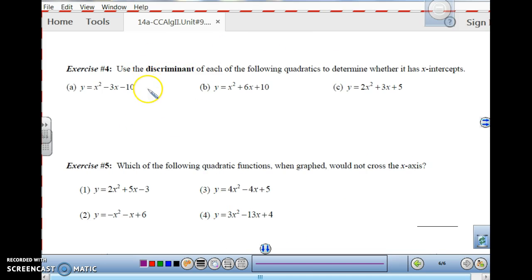Having to use the quadratic formula and then figuring out that it doesn't have any roots can be kind of messy and takes up a lot of time. So how do we recognize, just by doing part of the quadratic equation, that a function has no x-intercepts? Well, we can look at what's called the discriminant. We talked a little about that earlier. The discriminant is the part of the equation under the square root. That's the b squared minus 4ac in the quadratic formula.